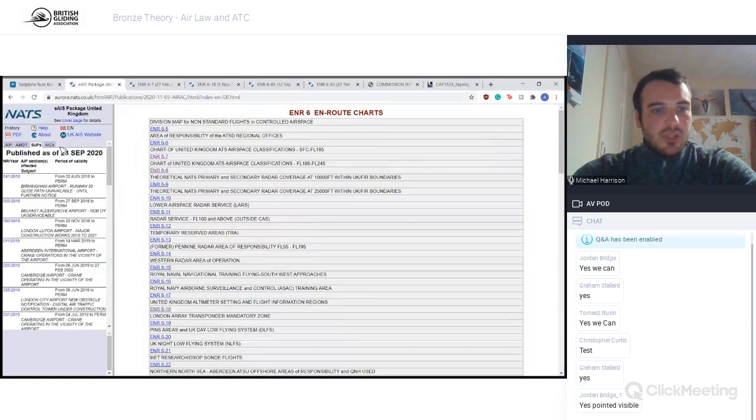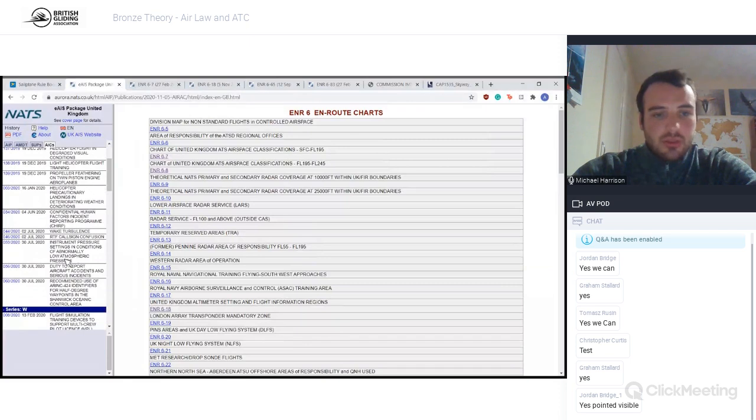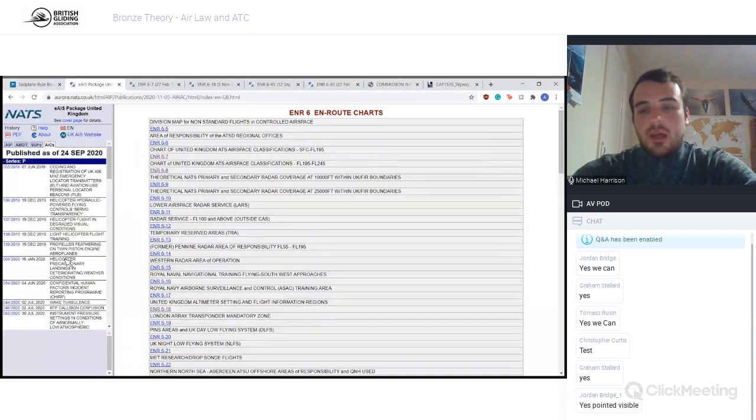You also get supplements, which are extra bits that aren't fully incorporated into the AIP, and circulars, which are temporary things like complicated danger areas or changes to procedures, things like that, or sometimes temporary controlled airspace, like when the Red Arrows are doing a display. That sort of stuff will appear there as well.